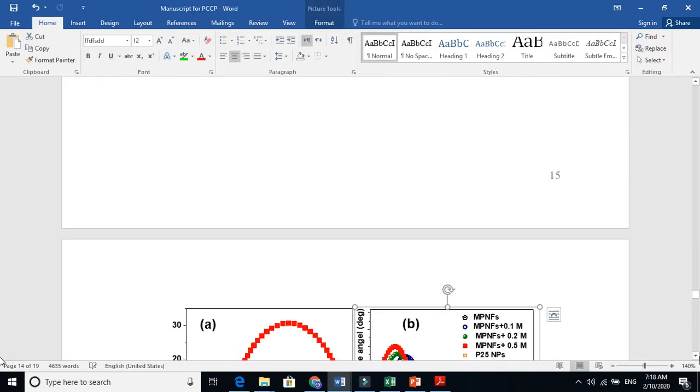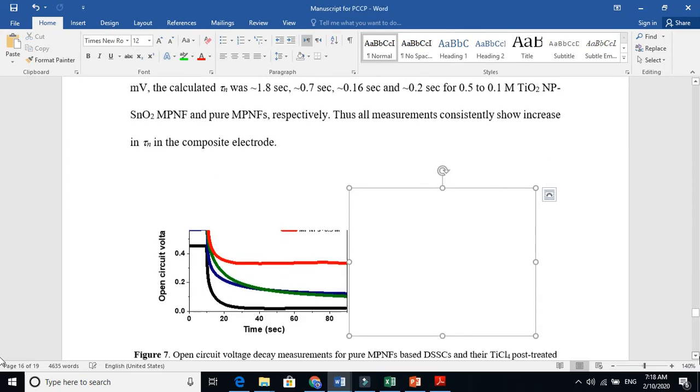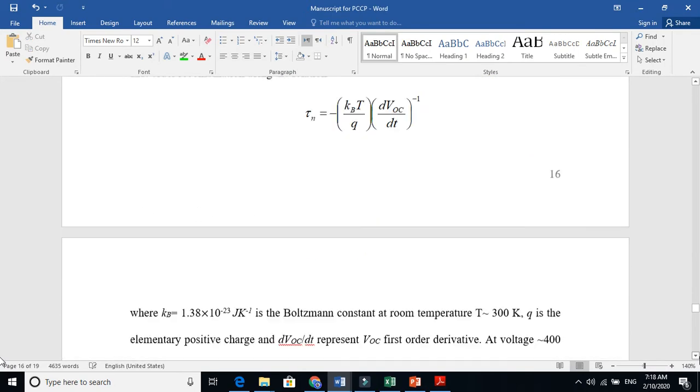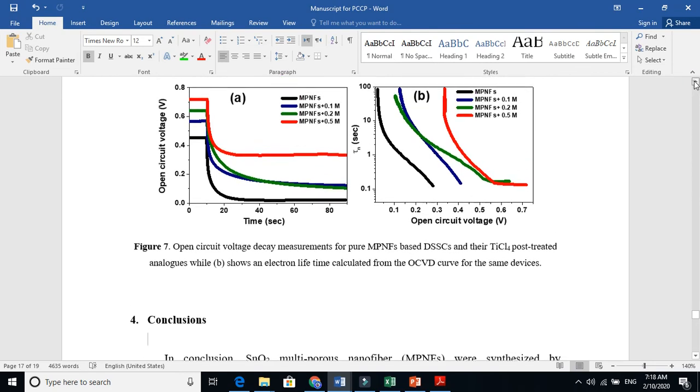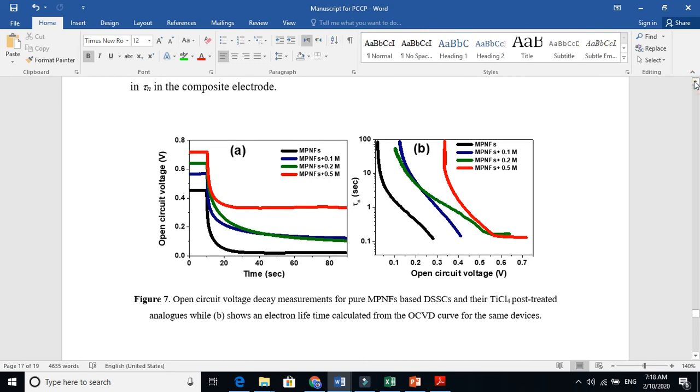And finally I did some impedance spectroscopy analysis here, and this is the lifetime measurement here, and that's all for result and discussion. You see, these were the characterizations I used to analyze my sample, my device. All these techniques you used, you need to talk about. That is called result and discussion.